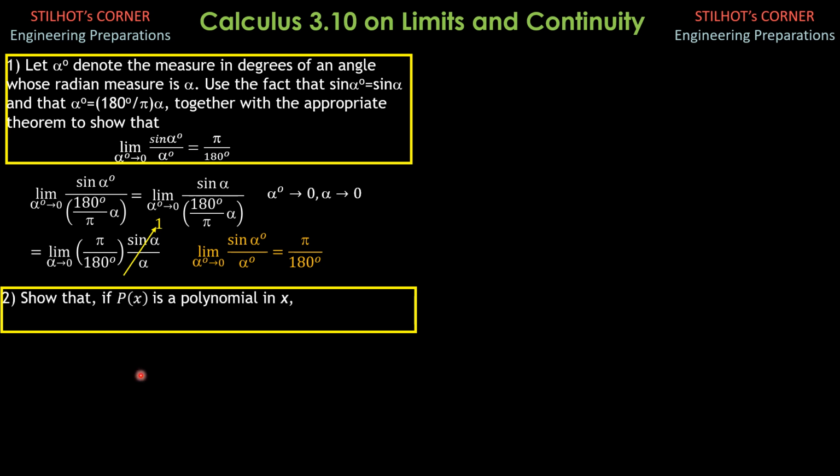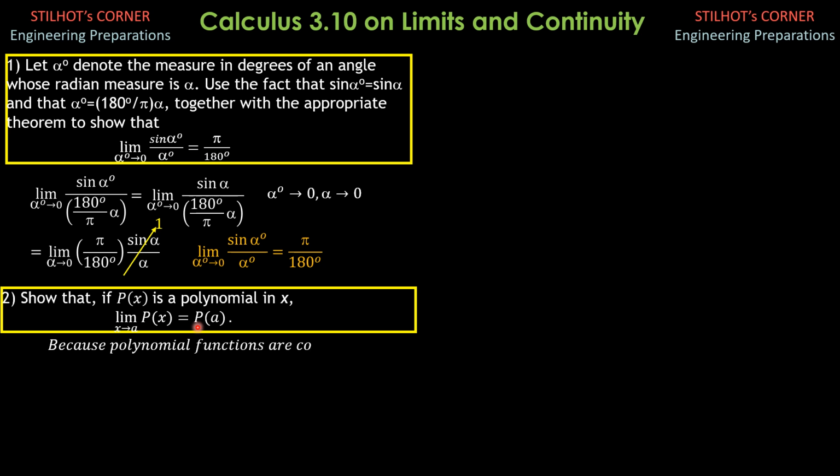Problem 2: show that if p of x is a polynomial in x, the limit of p of x as x approaches a is equal to p of a, the function value of the polynomial when x is a. So take note that polynomial curves are continuous. There's no gap, there's no break, and the limit of the polynomial in x as x approaches a always exists from left and right. So that's why it exists, and the function value also exists.